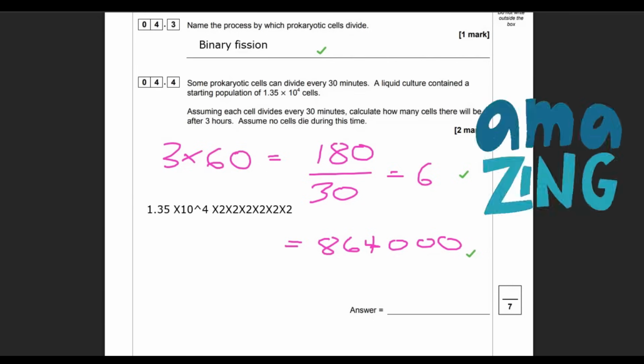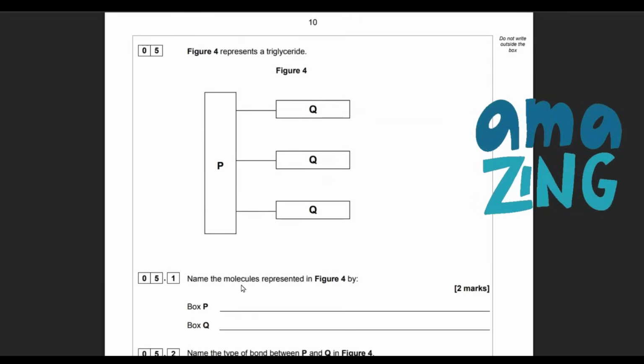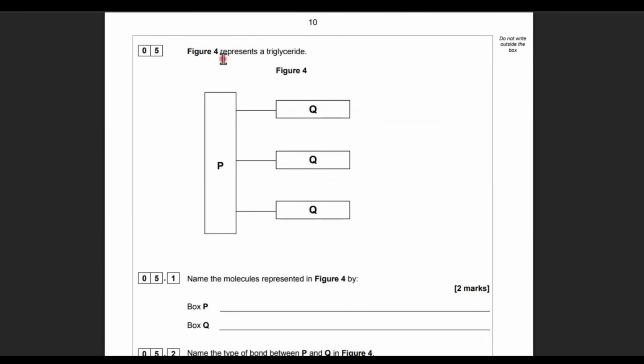That is the end of question 4. Let's zing to question 5. Figure 4 represents a triglyceride. Have a little look. P and Q. We've got the bonds in between. Name the molecules represented in the figure by box P and Q. Name the bond between P and Q. This is worth 3 marks.